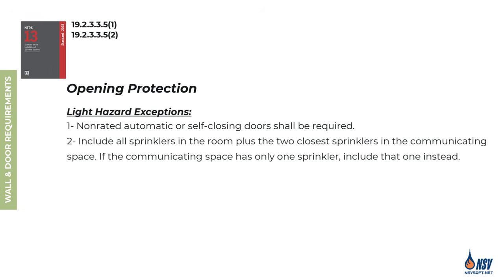Regarding opening protection, Section 19.2.3.3.5 requires automatic or self-closing doors with the appropriate fire resistance rating for all hazard classifications. However, there are 2 important exceptions for light hazard occupancies. First, the automatic or self-closing doors are permitted to be non-rated. Second, if the door is not automatic or self-closing, the room design method can still be used, provided that the calculation includes 2 sprinklers in the communicating space nearest each unprotected opening. If the communicating space contains only 1 sprinkler, then the calculation must extend to that single sprinkler.